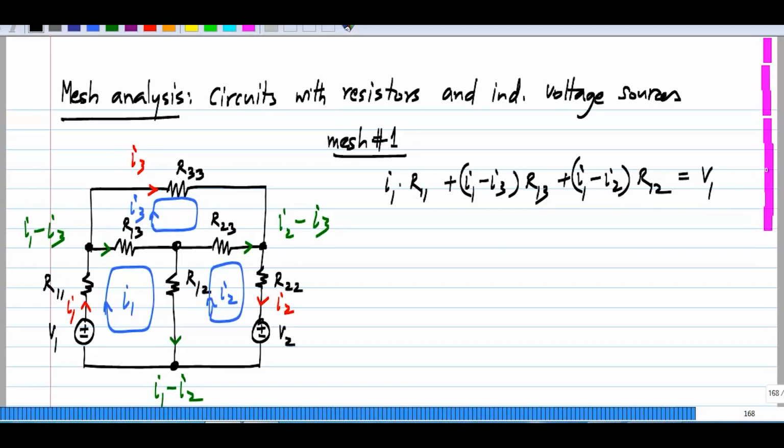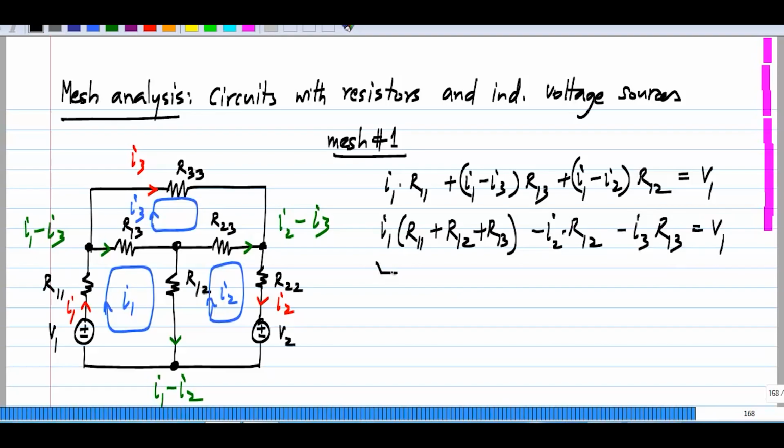So that's for mesh number 1, and if I group terms containing the same mesh current, I will have I1 times (R11 plus R12 plus R13), minus I2 times R12, minus I3 times R13, to be equal to V1. What I have done is collect the coefficients of the mesh currents.